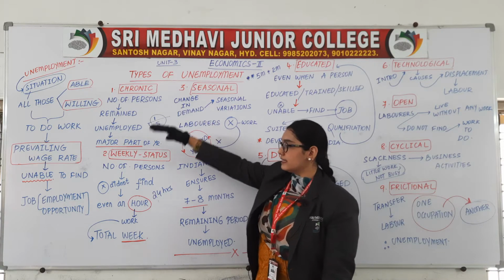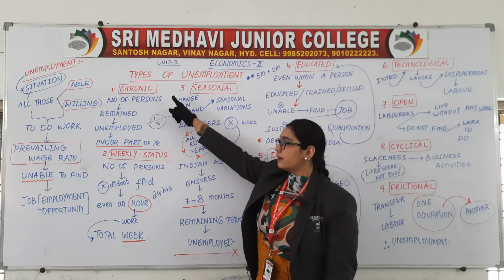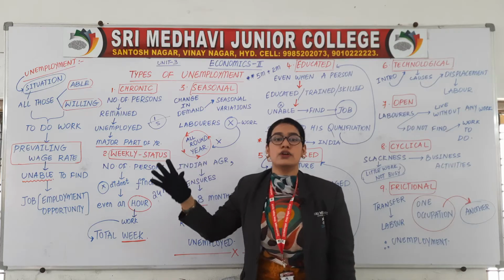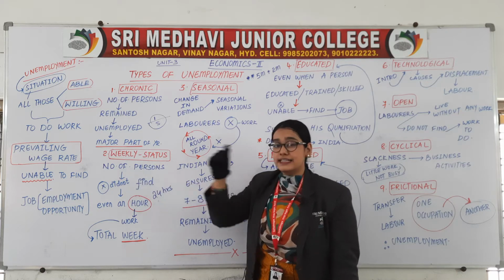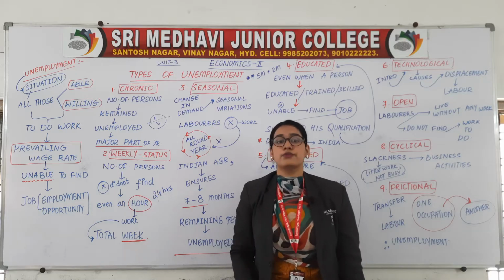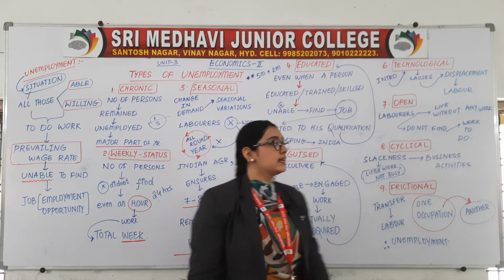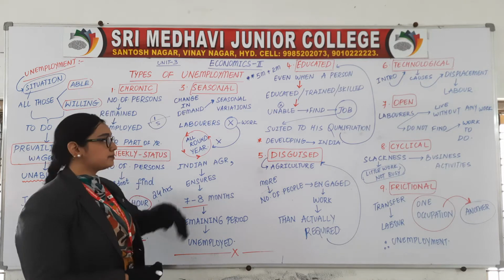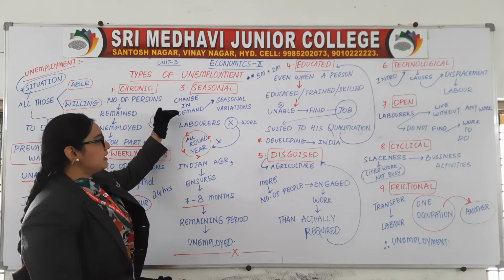So two points are done. First is chronic, second is weekly. From chronic, what is the important word? Major part of the year did not get a job. Weekly status, during the whole week you did not get even 1 hour of work, that is weekly status. Coming to the third one, seasonal unemployment. Change in demand.